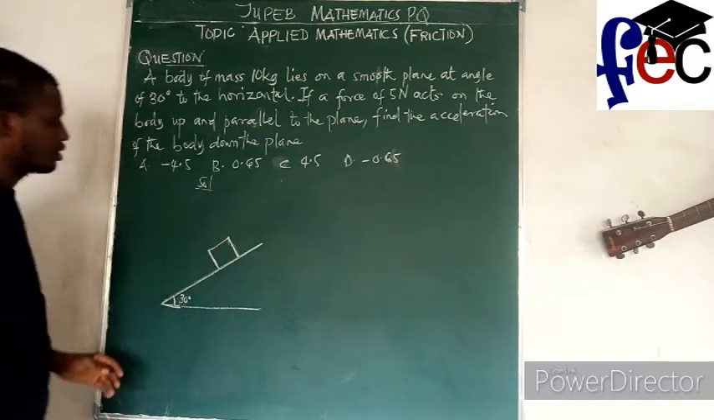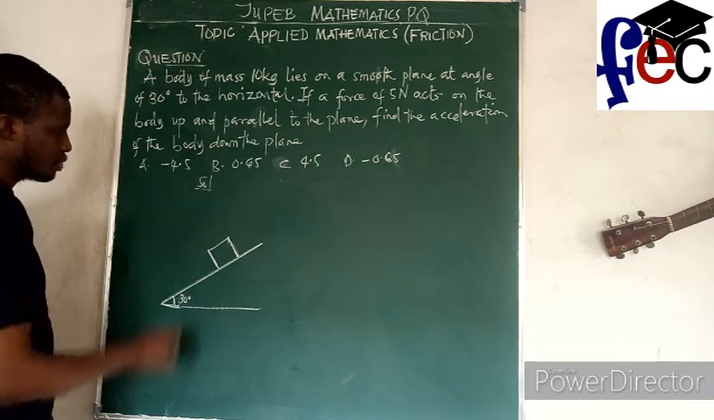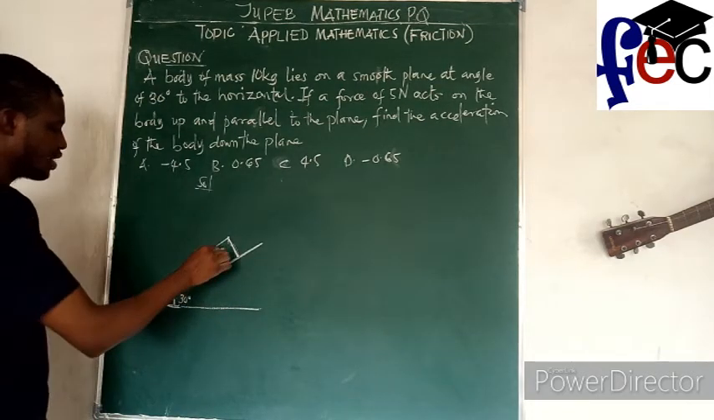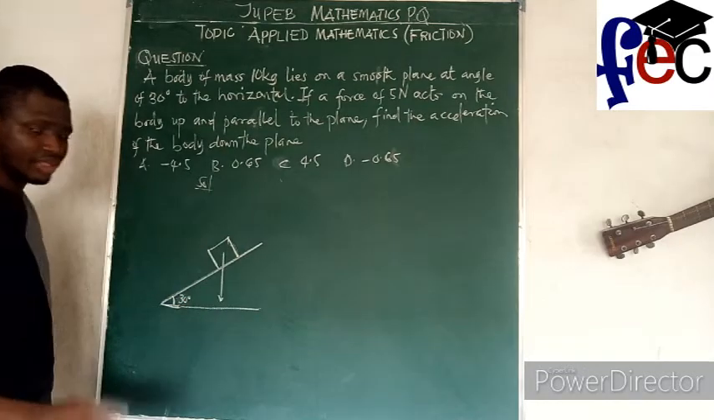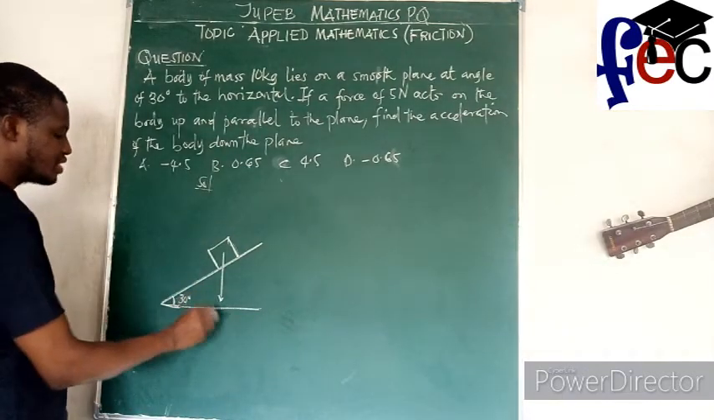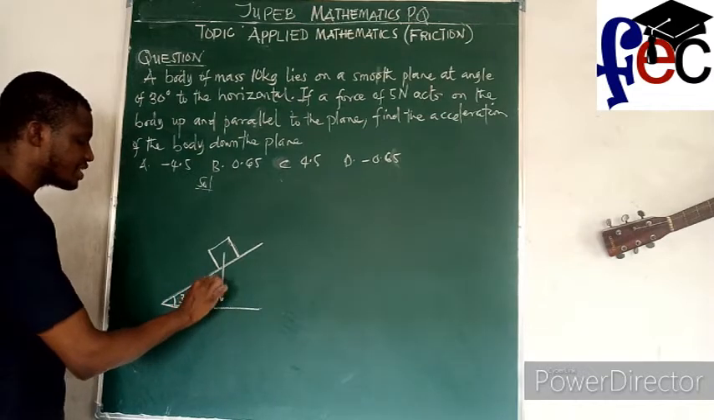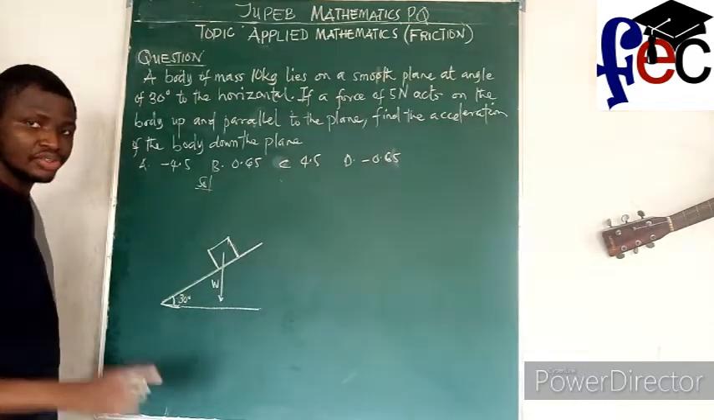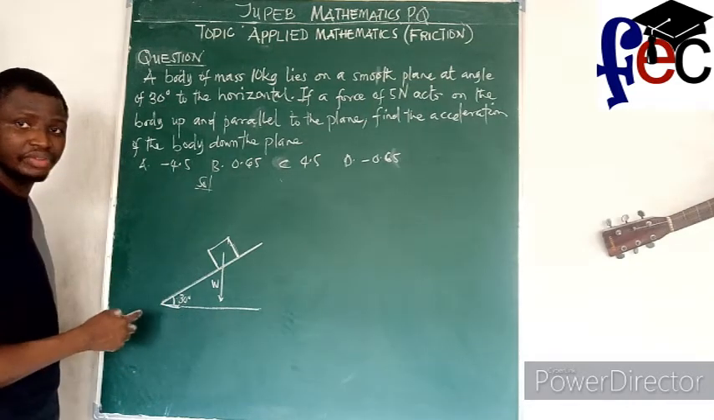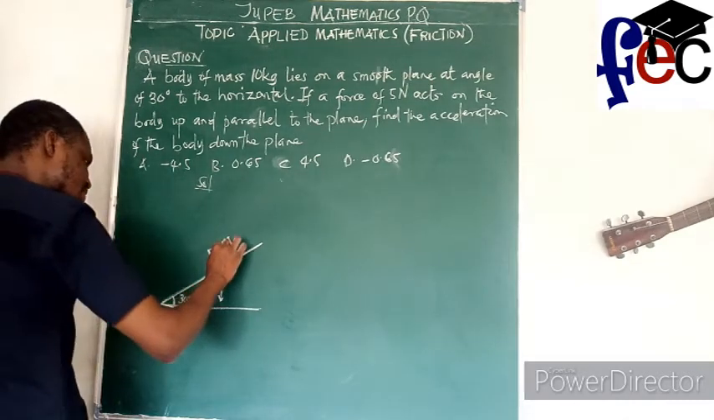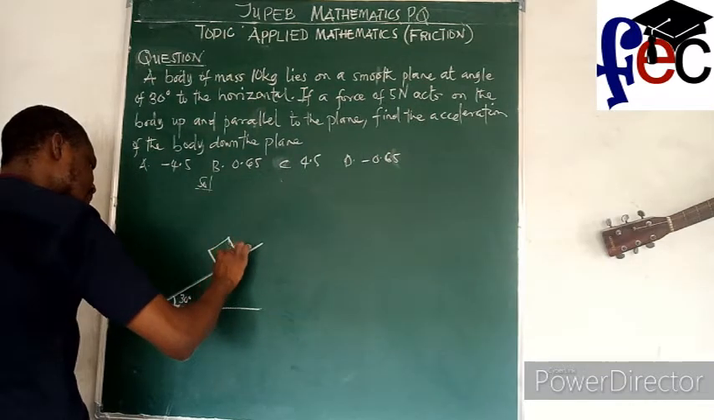Alright, so we said that once we have a body this way, the weight will always act downward, and because this plane is inclined, what does that imply? It means that the weight has been displaced through an angle. So the angle of displacement is equal to the angle of inclination of the plane, okay? So that means we can get that from here.